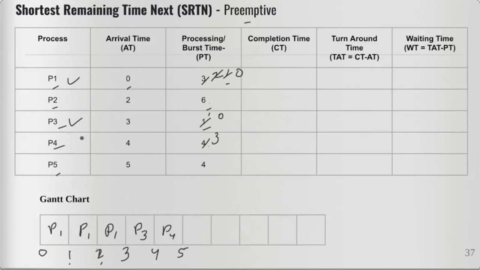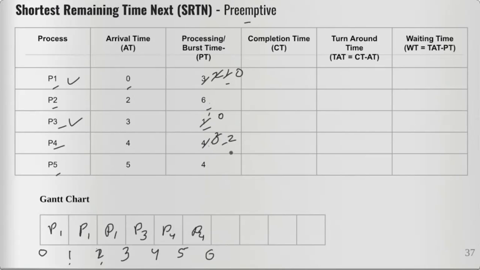We can't let anyone else come into the running queue. We have to let P4 continue because its remaining time is less than the others. This has 6, this has 3, this has 4. So 3 wins, which is P4. We put P4 over here and run it for another 1. That becomes 6, and now P4 becomes 2.